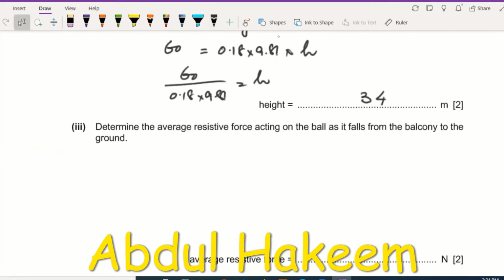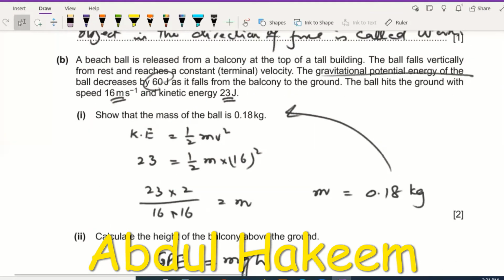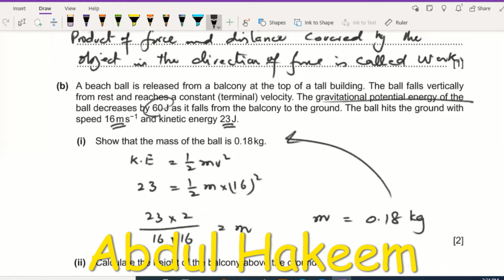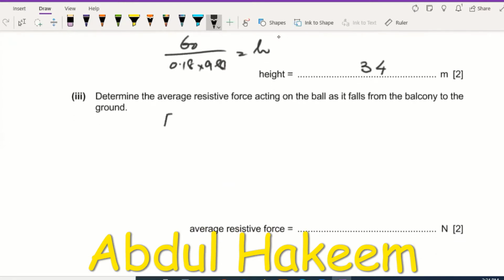Next, determine the average resistive force acting on the ball as it falls from the balcony. Look, the potential energy, gravitational energy at the balcony is 60 joule. On reaching the ground, 23 joule is the kinetic energy. It means the rest of the energy is lost. So 60 minus 23, this energy is lost, and this is lost against the resistive forces.